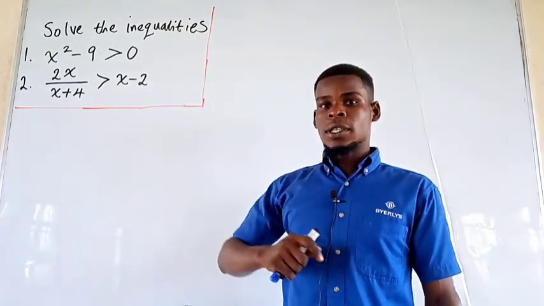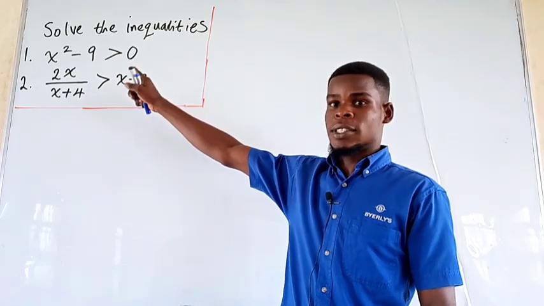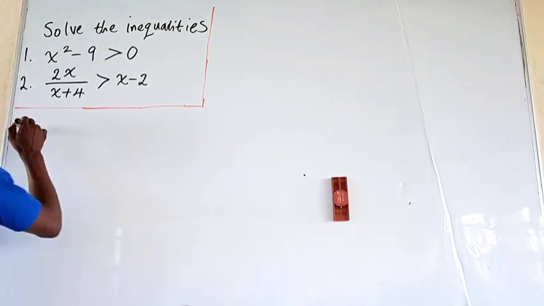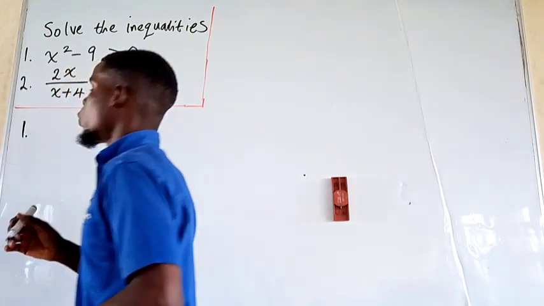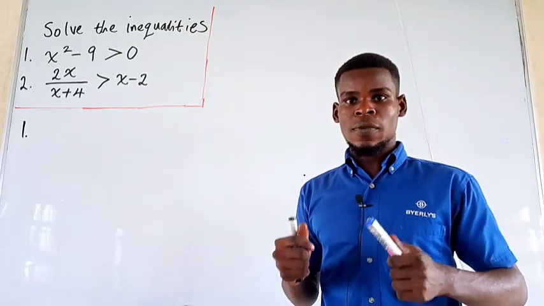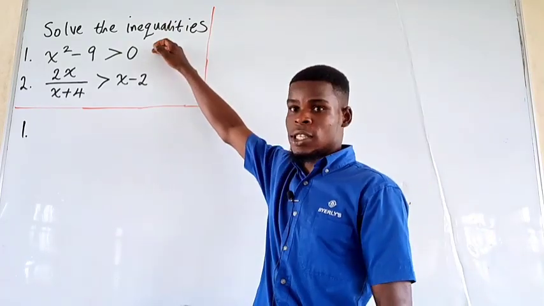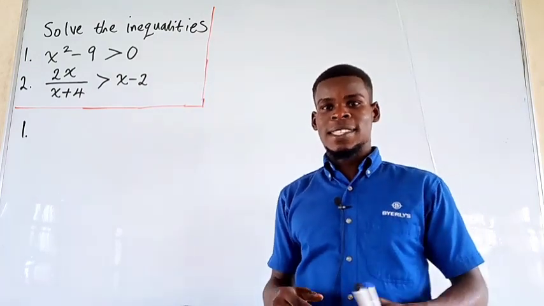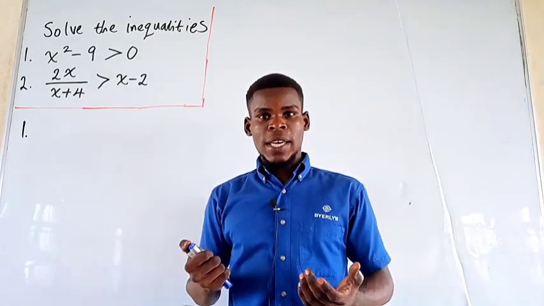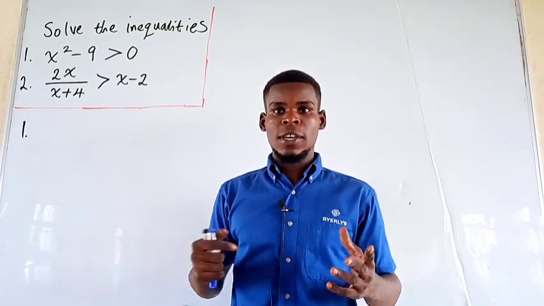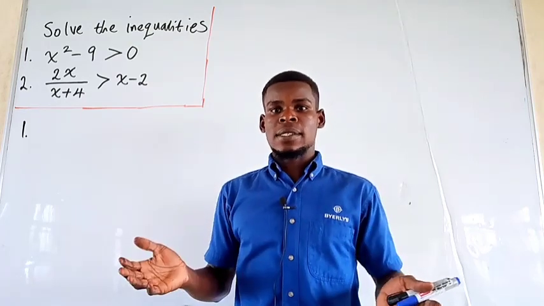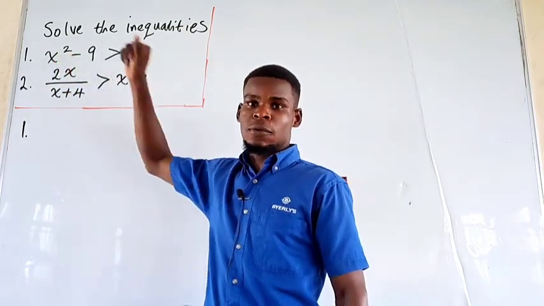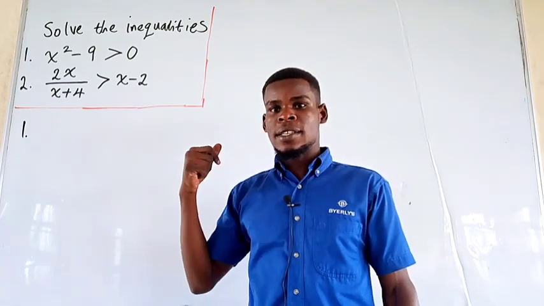Okay, so the first one, we have x squared minus 9, which is greater than 0. Okay, in fact, let's just start off with the first question. So we want to find the values of x such that this inequality is satisfied. Okay, that's for the two cases, but we're starting with the first one first. So which value of x, which number, right, can we plug in for x? Or which set of numbers can we plug in for x such that when we square it, we subtract 9 from it, the result will be greater than 0.